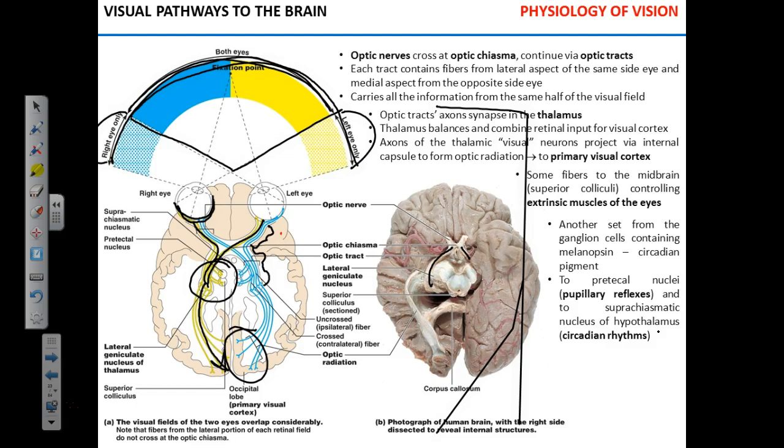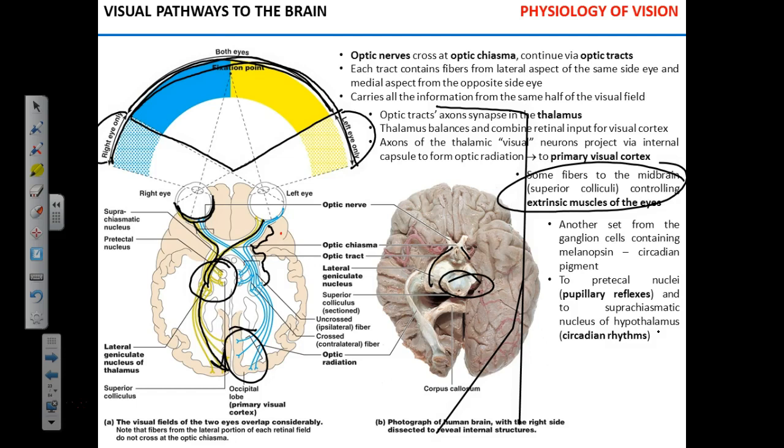Some fibers will reach the midbrain, right here in the superior colliculi. This part of the midbrain controls the muscles of the eye. So remember we talked about following an object, the visual reflex. That's the visual reflex. Does that make sense? So for instance, if I start playing ping pong with someone, you will all be doing like this. That's the visual reflex that's controlled by the midbrain, because you see a moving object. Right?